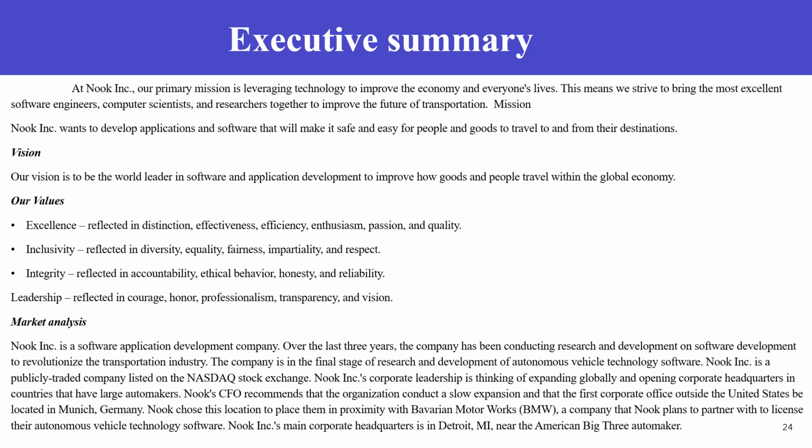And then the market analysis. Over the last 3 years, the company has been conducting research on developing software to revolutionize the transportation industry. The company is in the final stage of developing autonomous vehicle technology and software. It's a publicly traded company listed on the Nasdaq Stock Exchange. NICS Incorporated has about 500 employees and is planning to enter the European market, specifically Germany, where it plans to open a factory close to the Bavarian Motor Works company. It's headquartered in Detroit, Michigan, close to the big 3 American automakers.